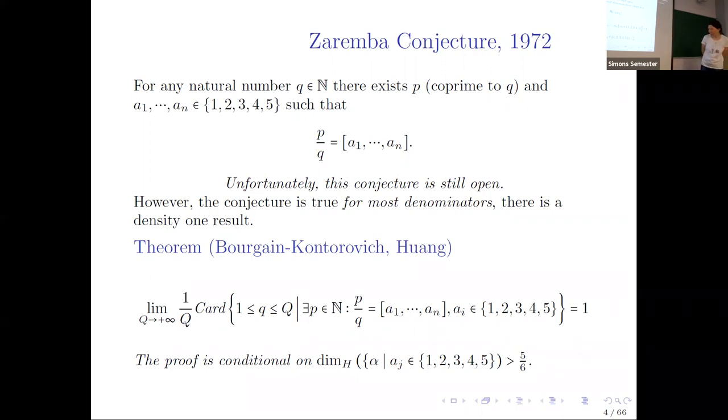What is the alpha? Alpha is the number that can be represented as a fraction with just those digits. Right. Back then it was not known. When they proved it, it was not known.